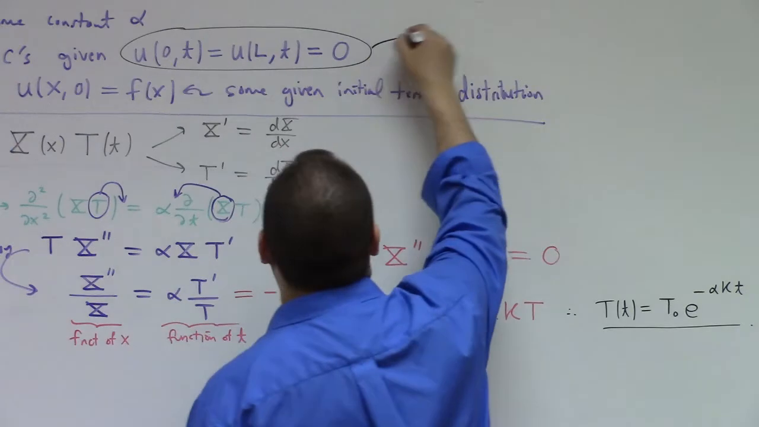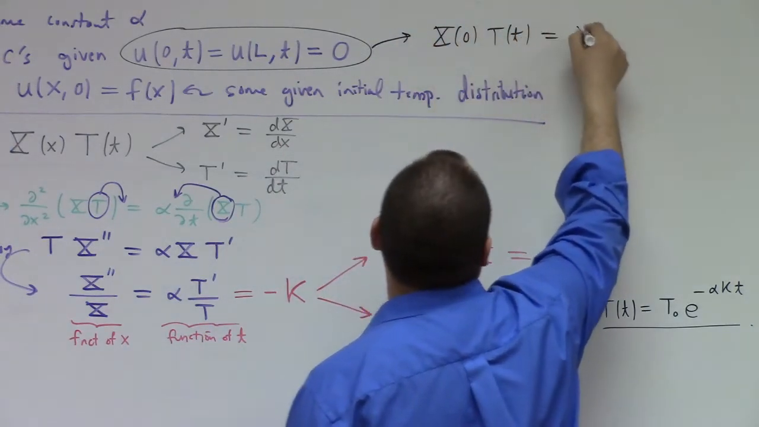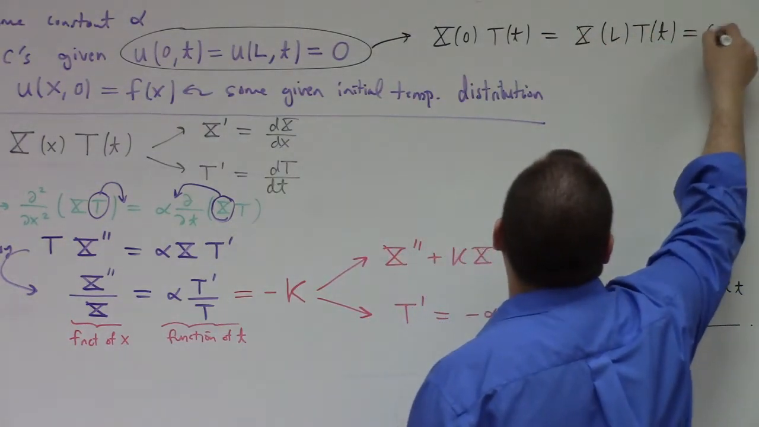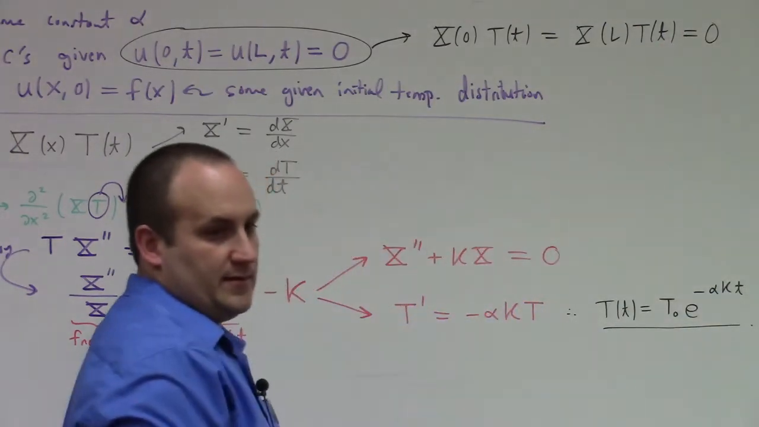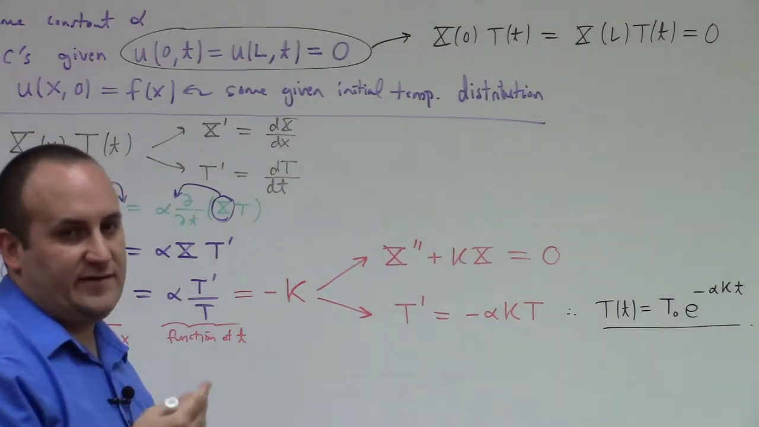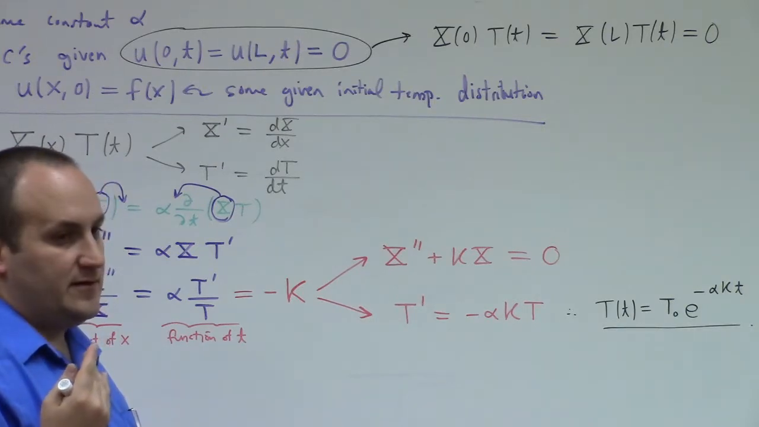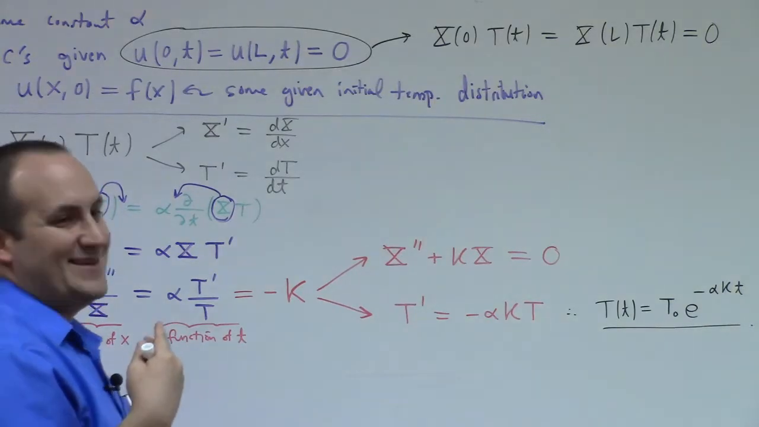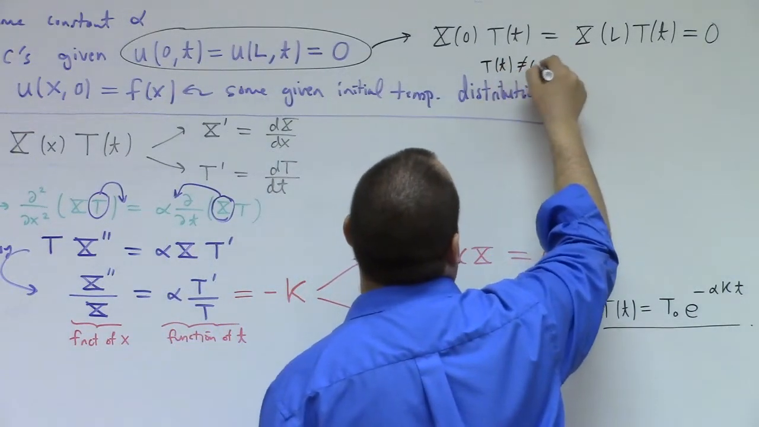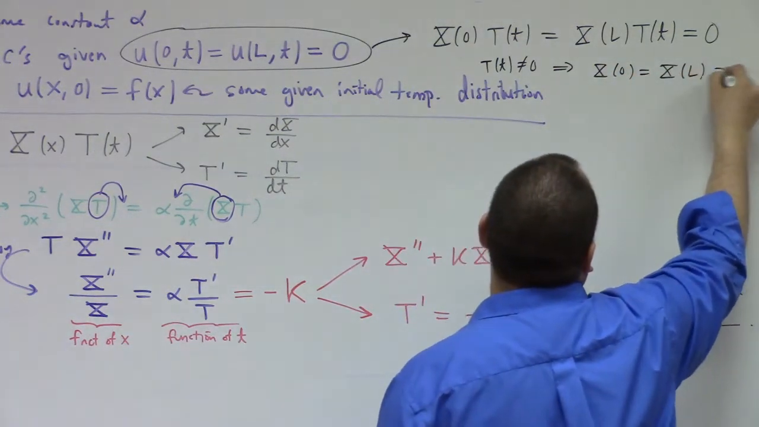What does this say? This says that X of 0 times T of t is equal to X of L times T of t is equal to 0, right? But look at what T of t is. T of t is some constant times an exponential, right? If the constant is 0, then we're back to the 0 solution. We're not looking for that. So we can assume that t naught's not 0. T of t not being 0 implies that we have X of 0 equals X of L equals 0.